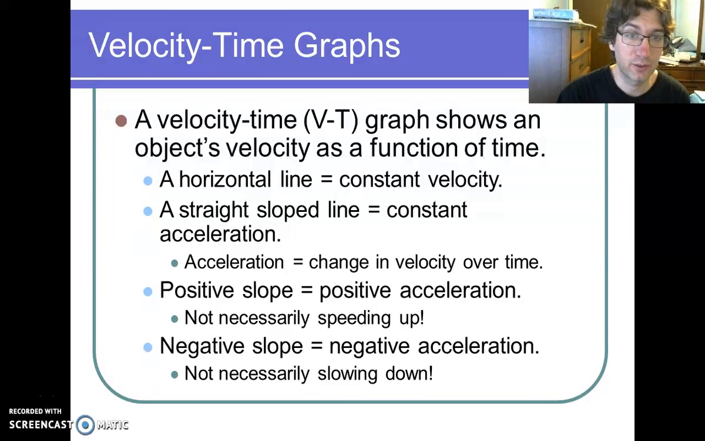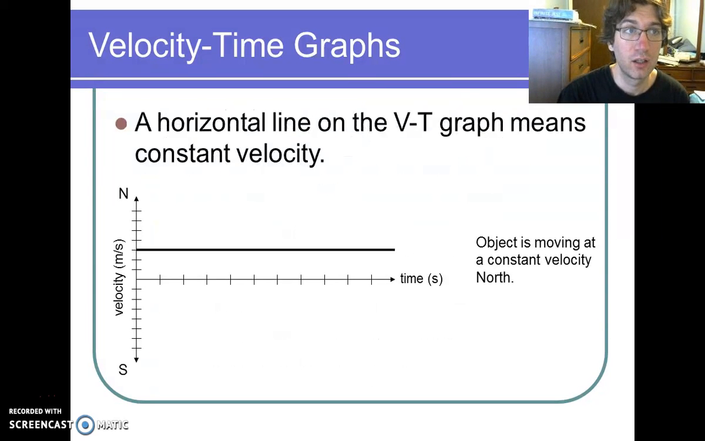Acceleration is, again, it's going to be change in velocity over time. So how is velocity changing over time? If it is a positive slope, then I have a positive acceleration. This doesn't necessarily mean I'm speeding up, and it doesn't necessarily mean I'm slowing down either. If I have a negative slope, then I have a negative acceleration. This doesn't necessarily mean I'm slowing down. Most cases it will, but not necessarily.